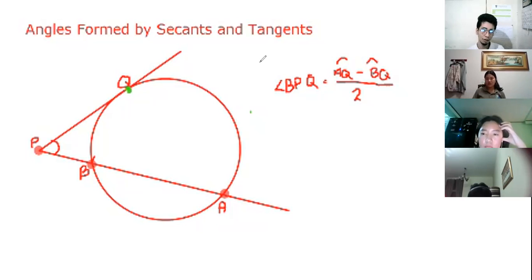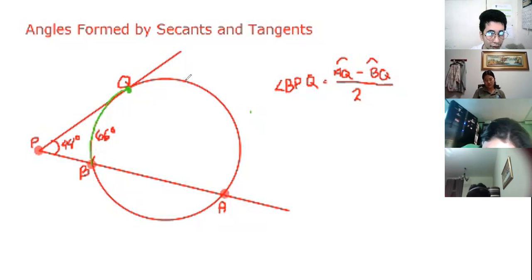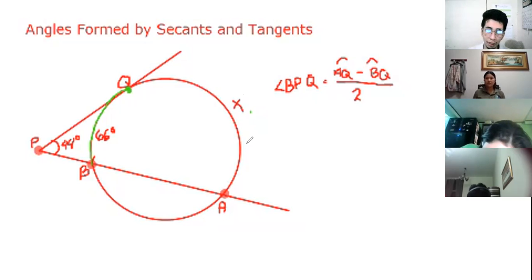For example, we have here 44 degrees. This one is 44 degrees. And this one is 66. Dito naman is 66. So, this one pertaining for the arc. Okay, so ang hinahanap natin is itong si arc AQ, diba? Nawawala si arc AQ. Hanapin natin what is the measure of arc AQ.